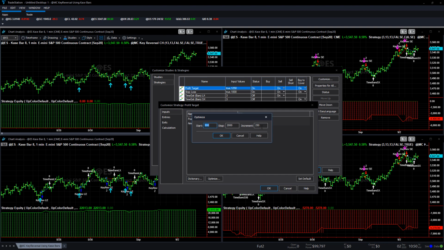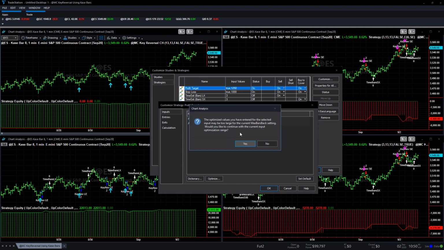I don't believe in optimizing at a fine resolution. I know people who will do this, and they'll optimize in increments of $10 or $1. And that just doesn't make sense. It needs to be robust across a higher increment value instead of such a refined value. At least it doesn't make much sense to me. So here I'm going to click OK.